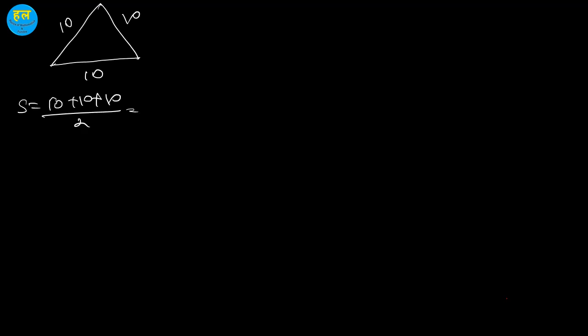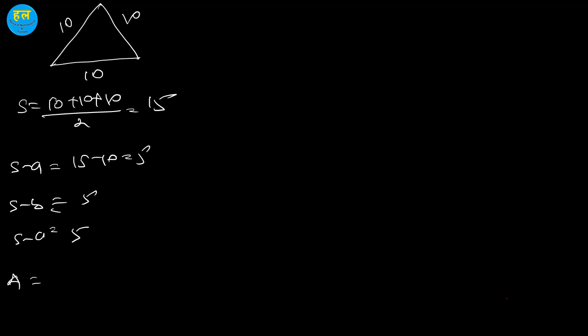Similarly, take one more example of an equilateral triangle. This is an equilateral triangle. An equilateral triangle has all the sides of the same value. So it is 10, 10, 10. First of all, we'll find s, which is 10 plus 10 plus 10 divided by 2, is equal to 15. Then we'll find s minus a, s minus b, and s minus c. Since it is an equilateral triangle, all the values will be the same. 15 minus 10 is equal to 5, 5 and 5.